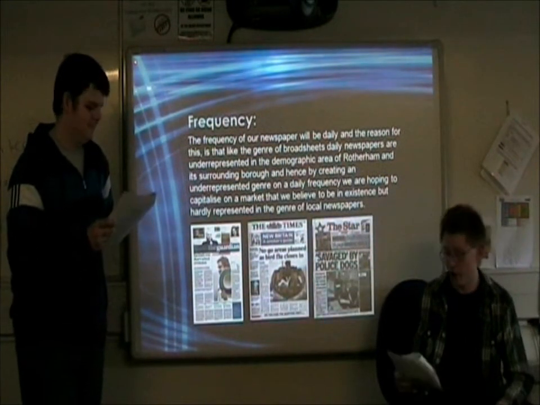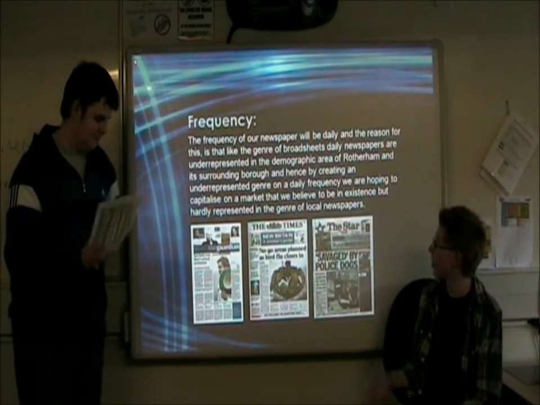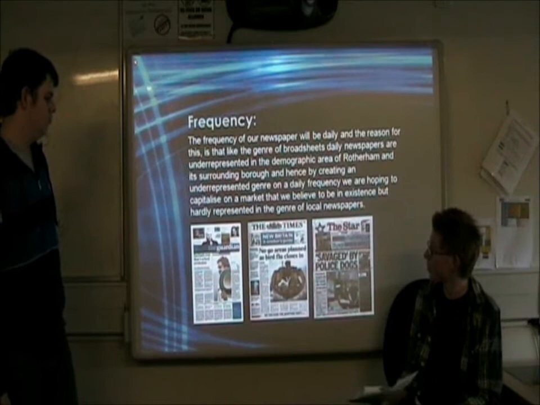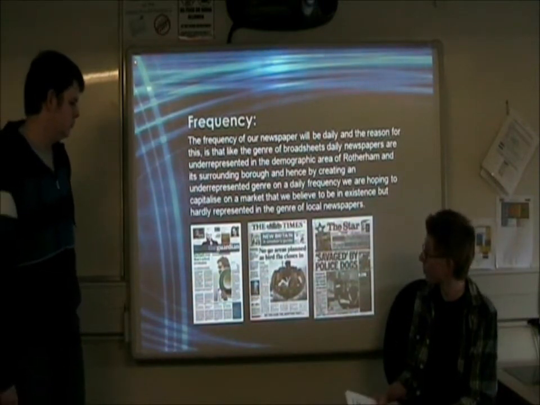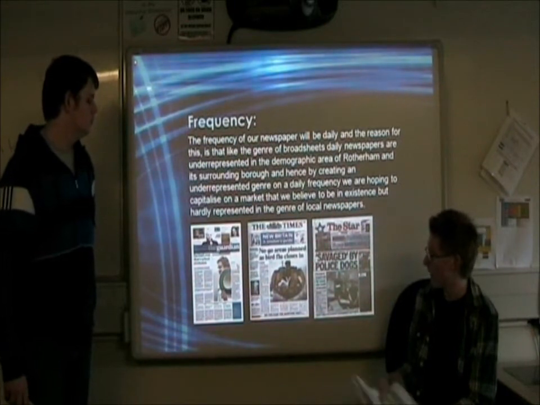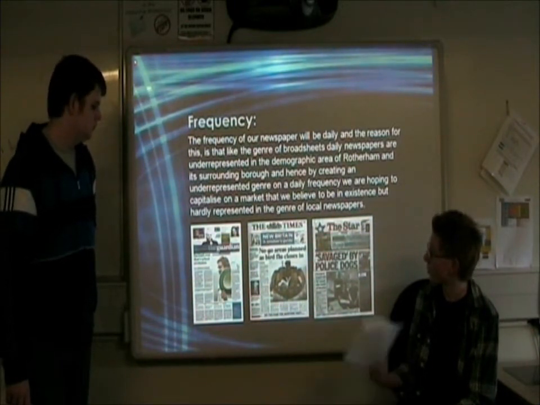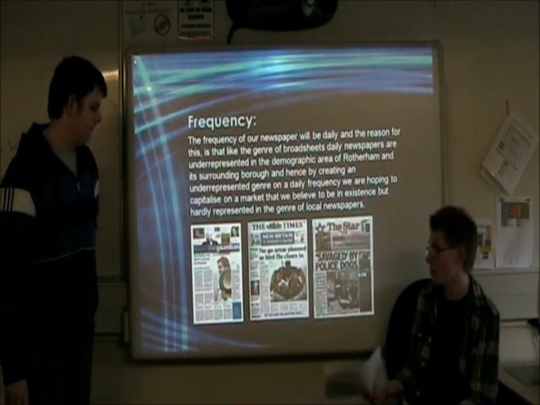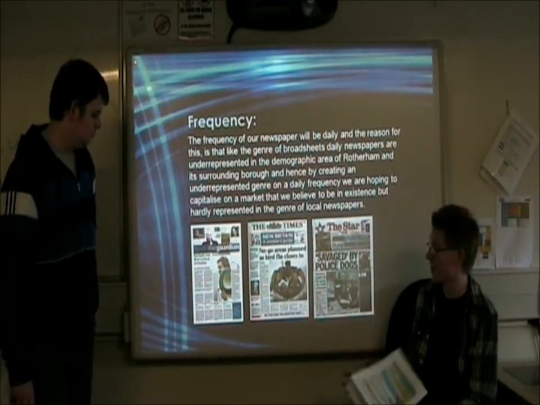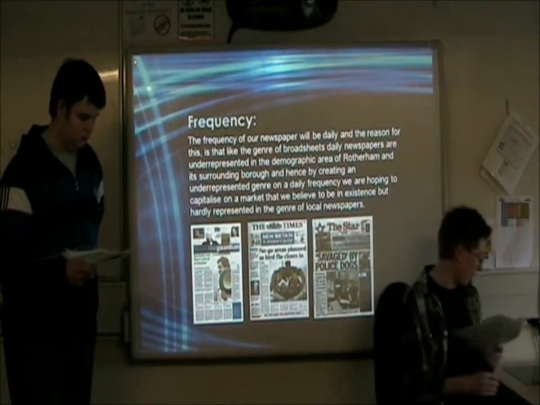For the frequency of our newspaper, we decided to make it a daily broadsheet, like the genre, broadsheet news. Daily newspapers are severely underrepresented in our area, and we believe by combining both the genre and frequency that's underrepresented, we're able to capture the target demographic that we know through research does exist, and therefore we are hoping to capitalise on this gap in the market for our product.